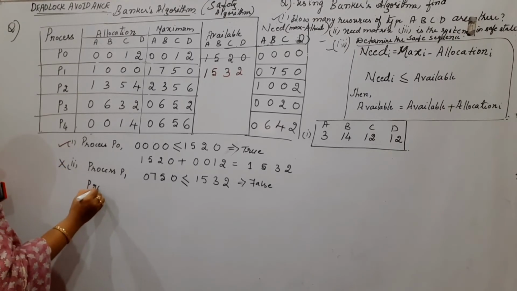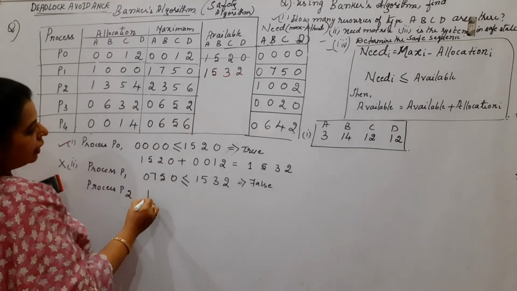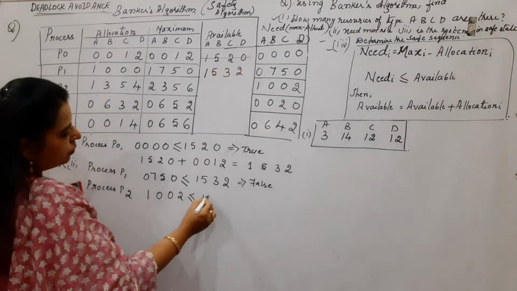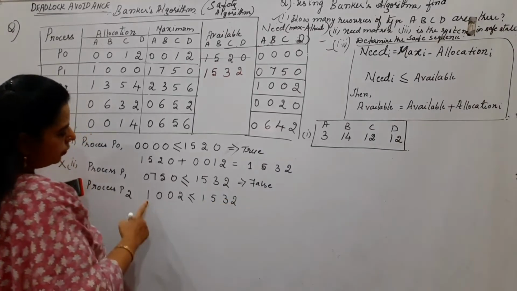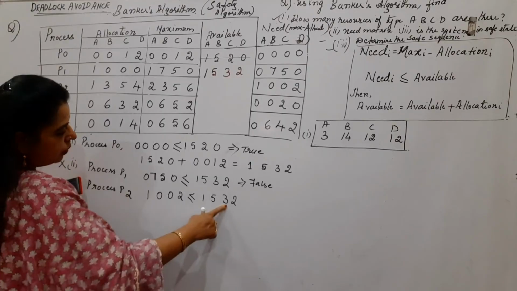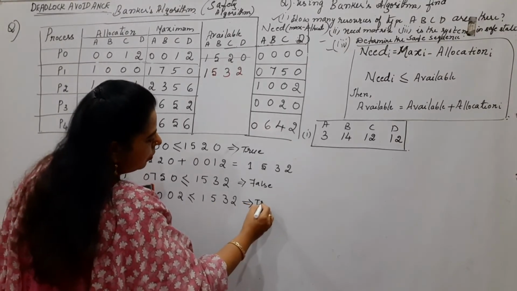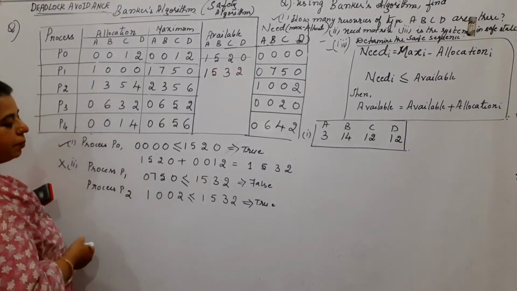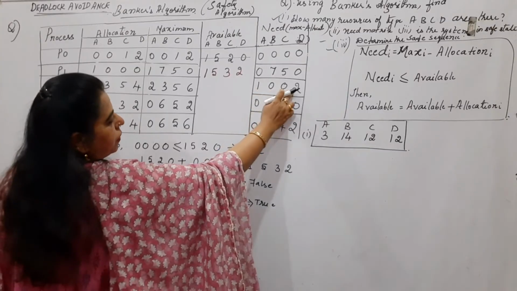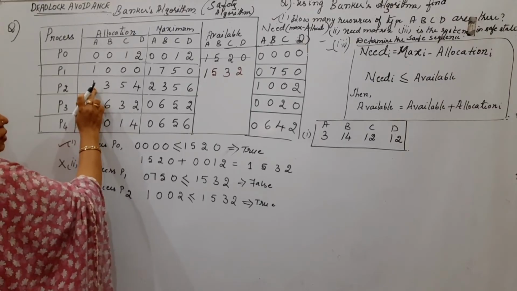Next we'll check for process P2. P2's need is 1 0 0 2. We have to check with the available value 1 5 3 2. You can see here 1 less than or equal to 1, 0 less than or equal to 5, 0 less than or equal to 3, 2 less than or equal to 2. It is true. So here no problem. This process P2 can complete its job. So process P2 will be given 1 0 0 2, and it will complete its job and it will return whatever was initially allocated.